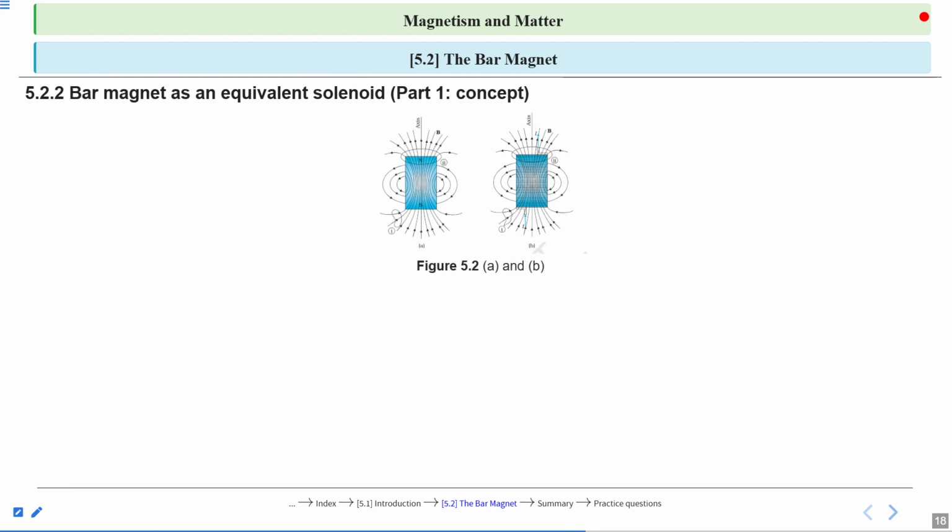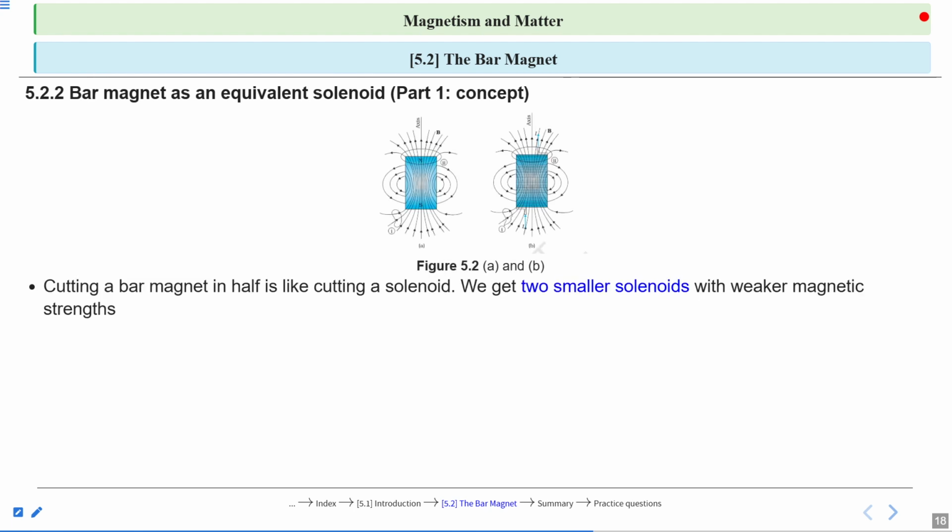So cutting a bar magnet in half is like cutting a solenoid. Both are similar cases. If we cut the magnet in half, it will result in two magnets having north and south poles, but of weaker magnetic strength. Similarly, if we cut the solenoid in half, it will result in two solenoids having both north and south poles, but of weaker magnetic strength. So if we cut a solenoid, we get two smaller solenoids with weaker magnetic strengths.